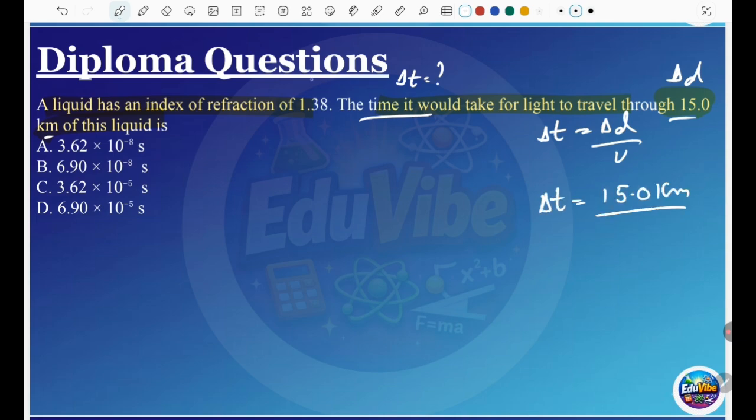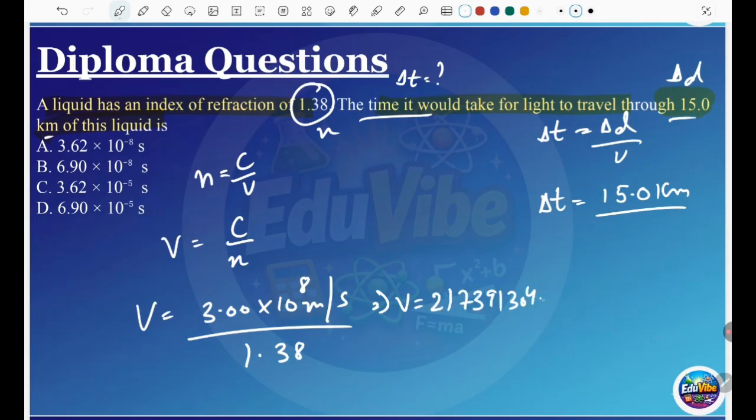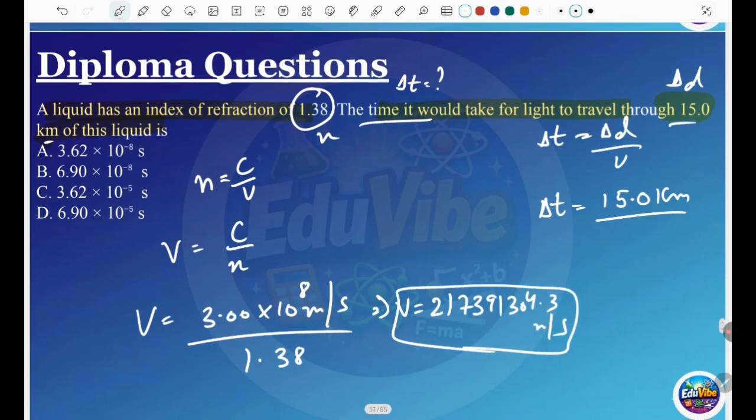Delta t is 15.0 kilometers over v. You want v, but you have 1.38, which is the index of refraction, n. So n is equal to c upon v, and you want v, which is c upon n. c is 3.00 times 10 raised to power 8 meters per second. n is 1.38, no units. When you solve this, you get about 217,391,304.3. This is a big answer, and this is your velocity.